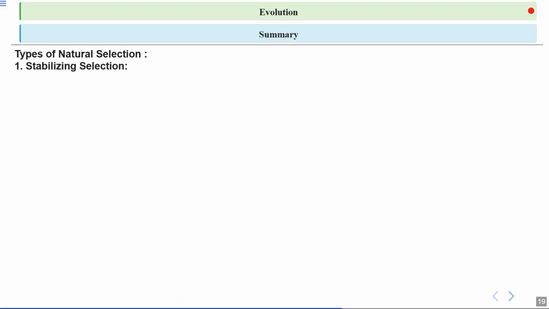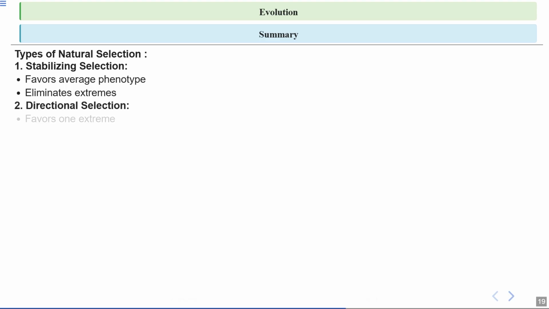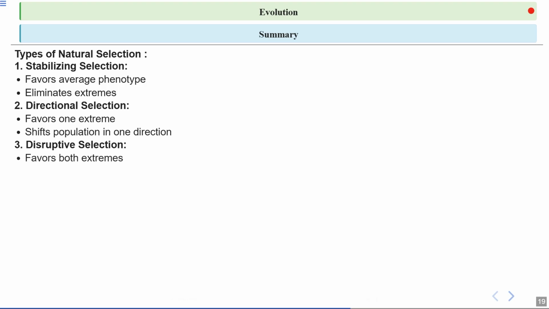We also talked about the types of natural selection. First is stabilizing selection. It favors the average phenotype and eliminates the extreme phenotypes or extreme variants. Second is directional selection, which favors one extreme phenotype. Here the population shifts in one direction; the distribution curve shifts towards one of the phenotypes. Third one is disruptive selection. It favors both the extreme phenotypes and creates two distinct groups.